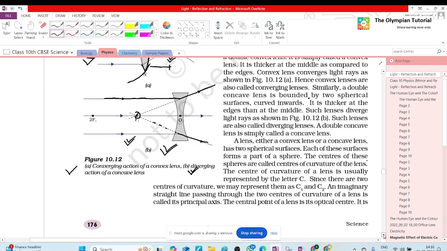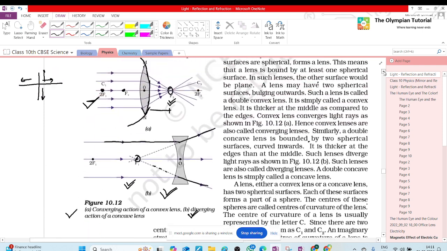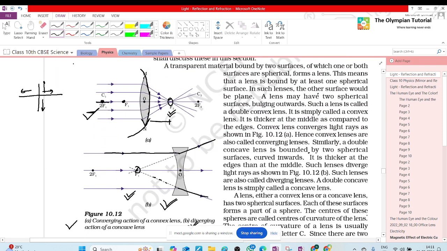Ma'am, this line is considered the principal axis. For the concave lens, we only showed 2F1 and F1. No, we have shown F2 and 2F2 also. For the concave lens you are saying? Yes. But you can show this side also, no problem, because it is okay for both.